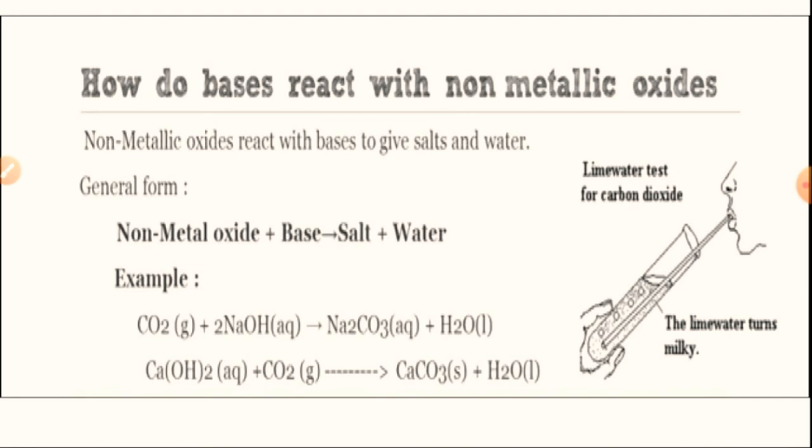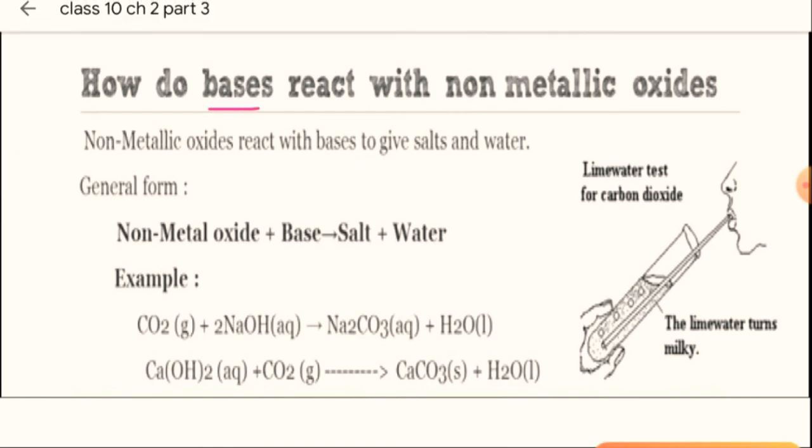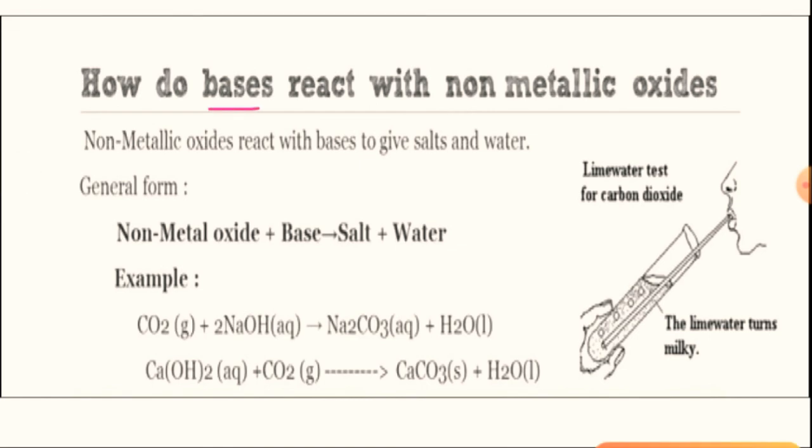Now this is the last type of reaction: when bases react with non-metallic oxides. You know that any compound having OH in it is a base. For example, sodium hydroxide, calcium hydroxide, magnesium hydroxide. These are all bases because they all contain OH ions in their compound. Non-metals are carbon, sulfur, nitrogen. These are all non-metals.